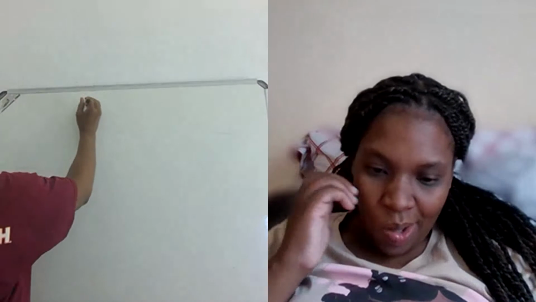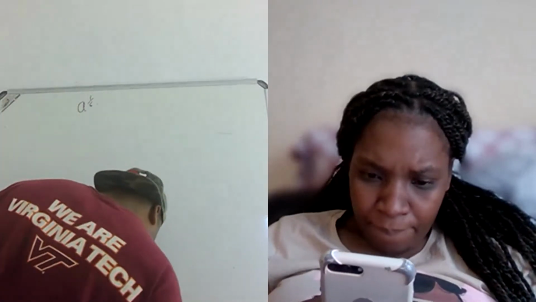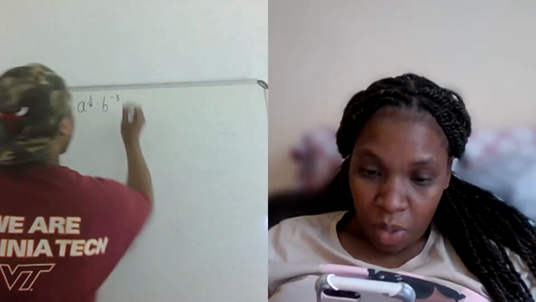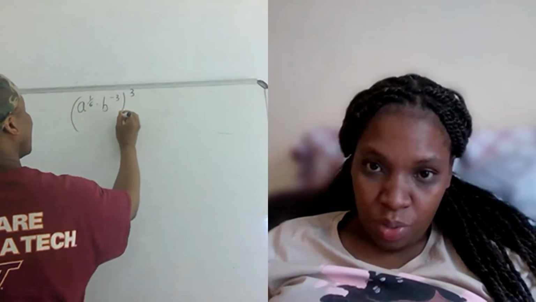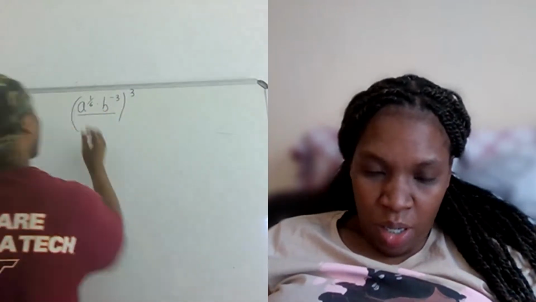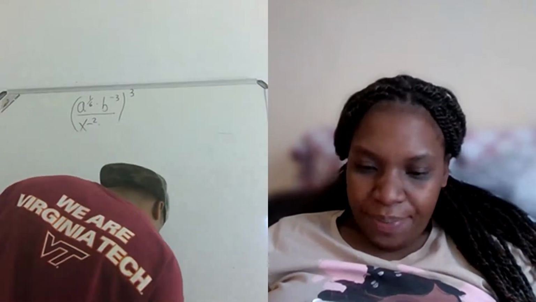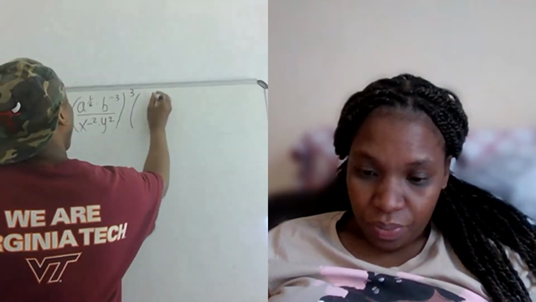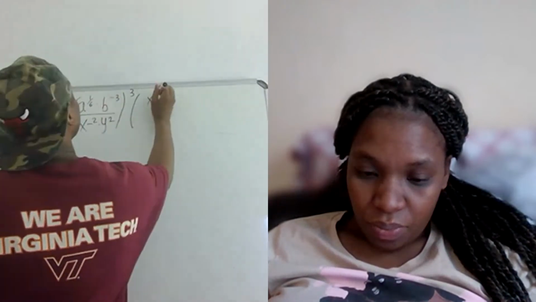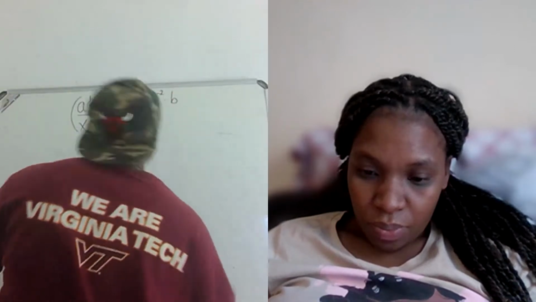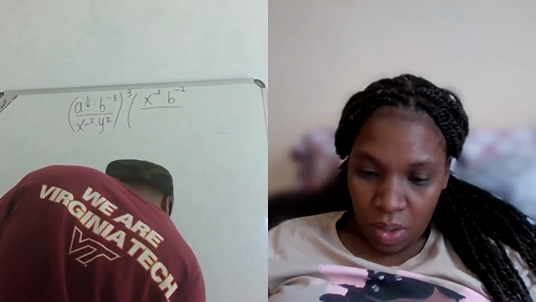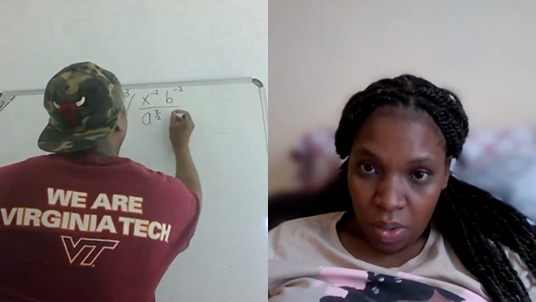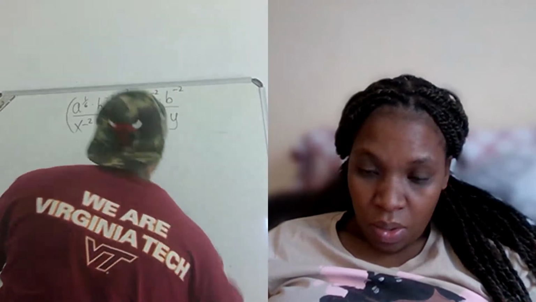Okay, A: 1/6. B: -3, and then bracket X - 2. X - 2. 1, 2. X - 2. B: -2. A: 7/2. And then, wow, 1, 3.